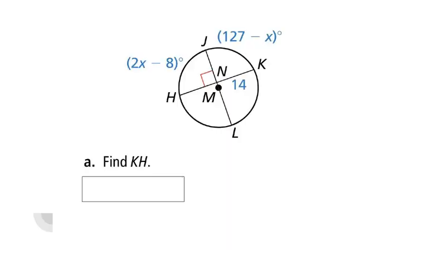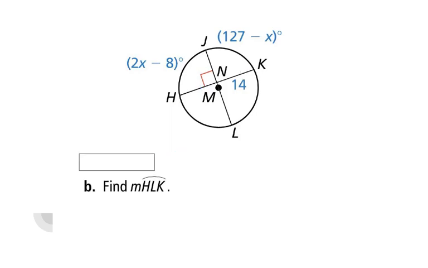All right, so here we're going to pause for a moment and think about what the segment KH measures. Okay, and if you said 28, you are correct. This is because the chord would be bisected, which means that both segments are 14, so 28 is correct. How about the measure of major arc HLK?